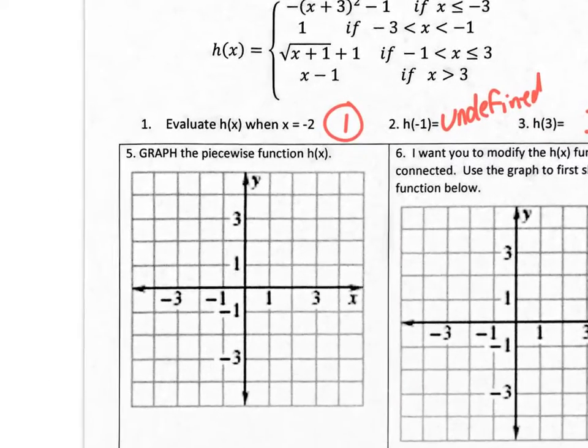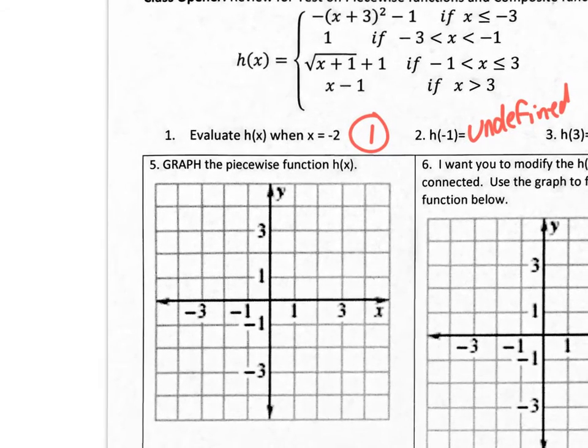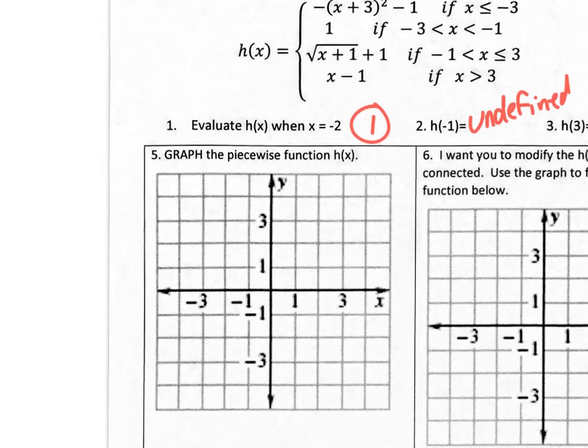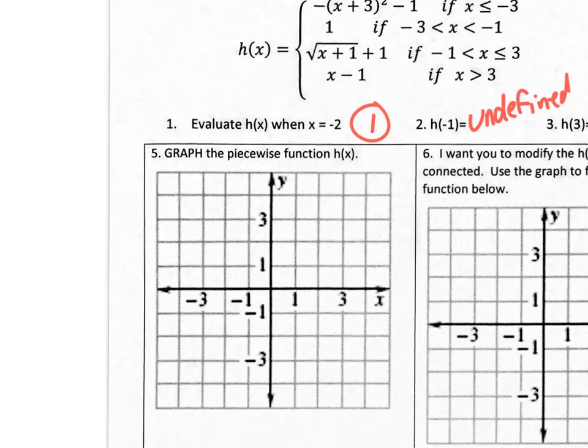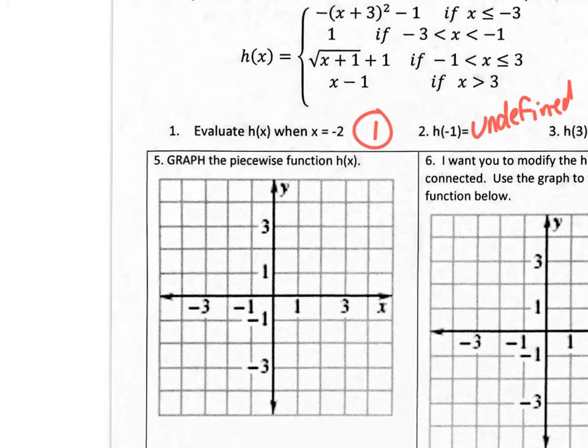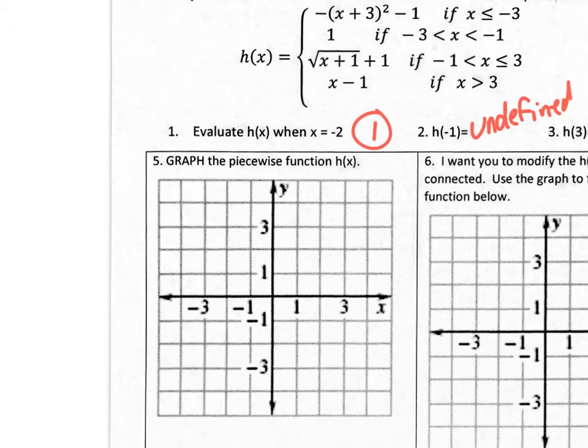Number 5 right here says graph the piecewise function. So we're going to take that h of x function that's above and graph it right here on this graph. So let's start with the first piece up there, which is a parabola. And I highly recommend that you use a pencil when you do this on your test tomorrow. Looking at the parabola up here, the h and k value is (-3, -1). So my new vertex, if you want to write this on the side, your new vertex is (-3, -1). You can put a V right there to remind you that that's your vertex.